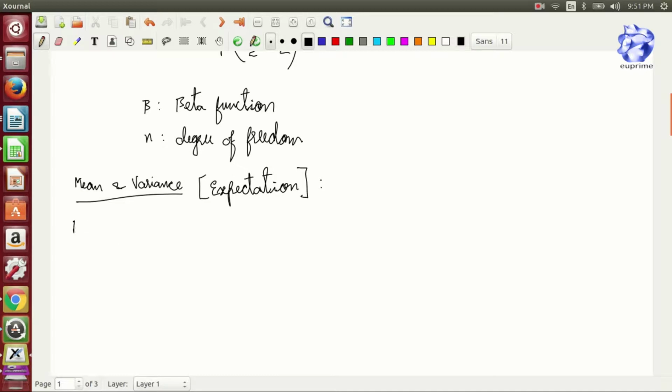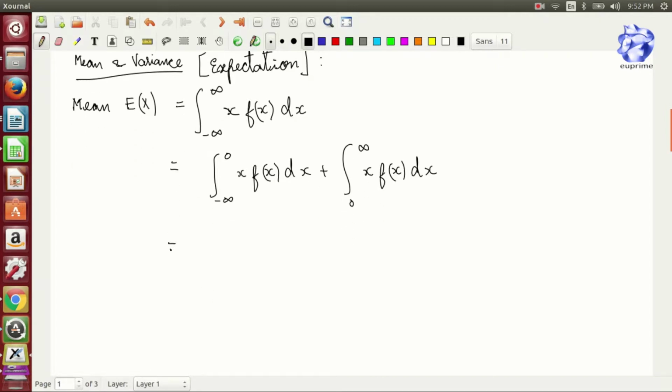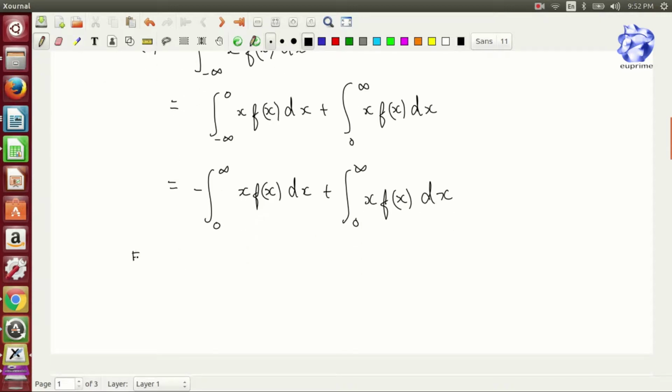So first we find the mean and variance, as always, using the expectation method. First we get the mean, which is E of x, equal to the integration from minus infinity to infinity of x f of x dx. We divide this into minus infinity to 0 and 0 to infinity.